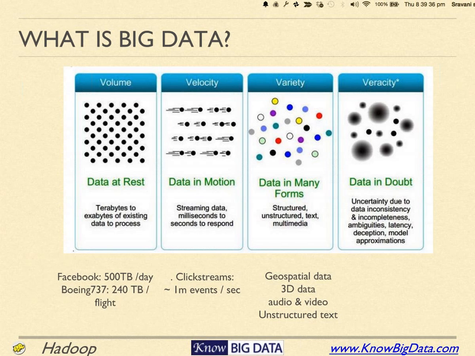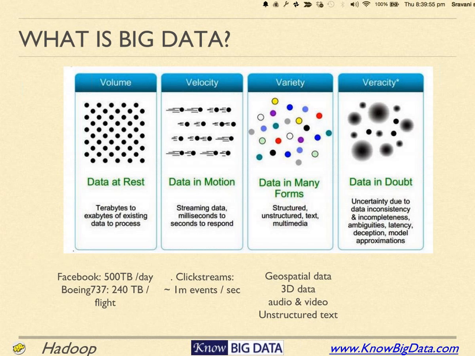Okay, so starting with the first one, volume. If you have to store 100 terabyte of data, you may not be able to store it on the usual system, and that's where you have to have a distributed system to store 100 terabyte data.